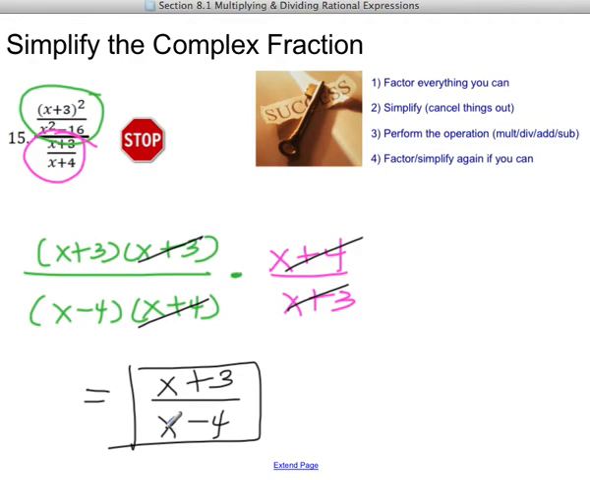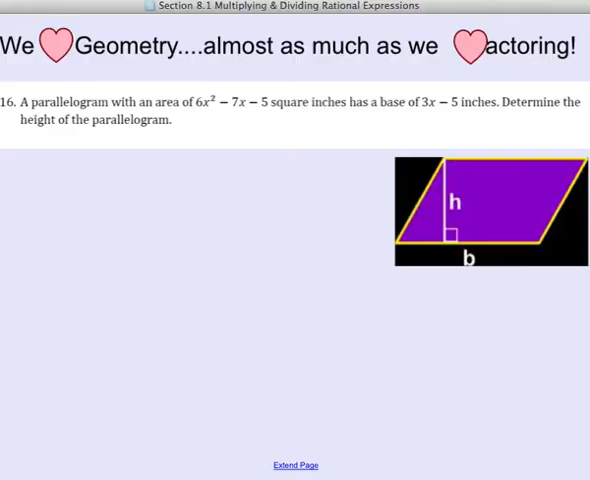We have one more example left to do. If you need to maybe pause the video and just take a few-minute break, go ahead. Otherwise, I'm going to finish up with example 16. So it says a parallelogram with area 6x squared minus 7x minus 5 square inches has a base of 3x minus 5 inches. Determine the height of the parallelogram.